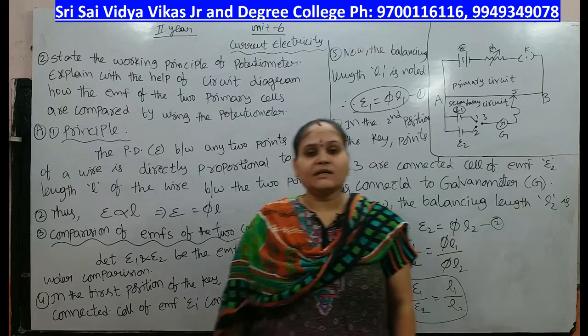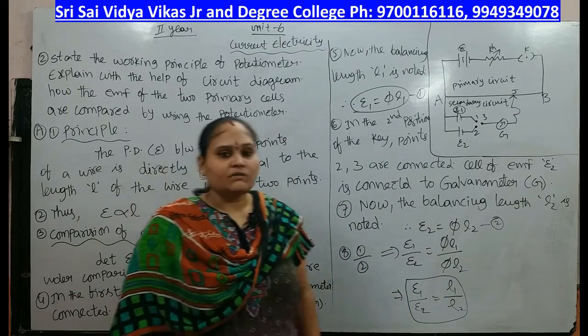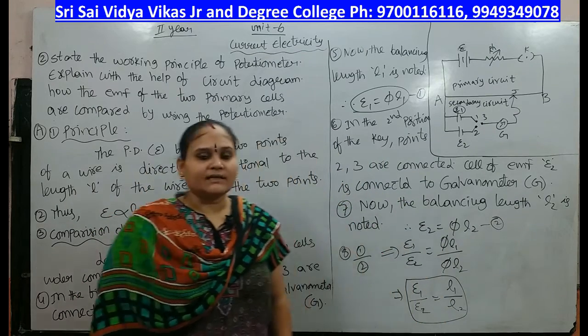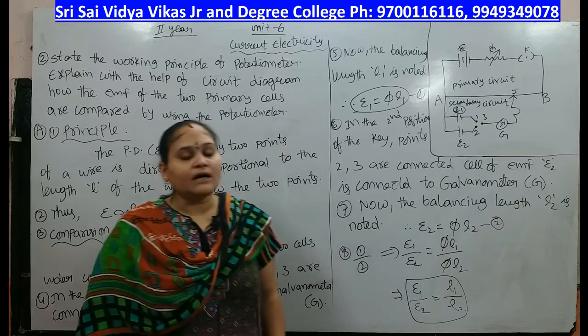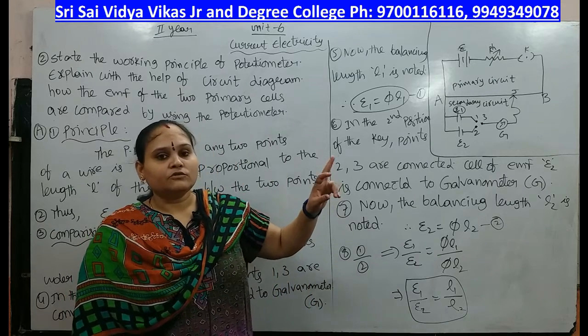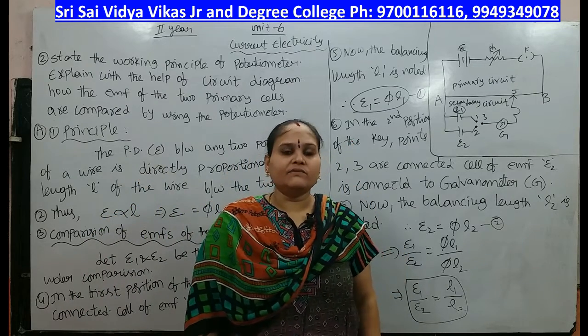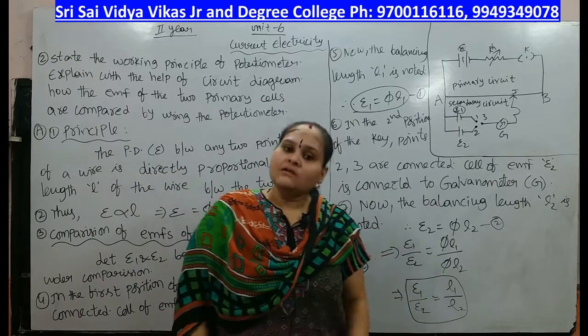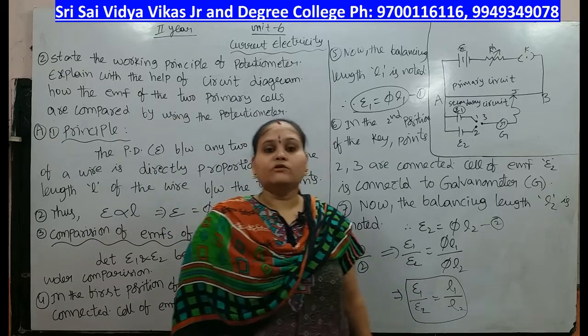Now the comparison of the EMFs of the two cells. For this purpose we take two EMFs, epsilon 1 and epsilon 2. First we connect epsilon 1 to the galvanometer. That means we first connect terminals 1 and 3. Then epsilon 1 will be connected to G, and the length of the wire is written as epsilon 1 equals phi L1.